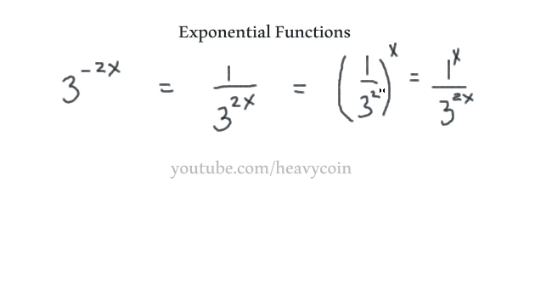You could actually say 3 squared is 9, and write 1/9 over that. So these are all equal.